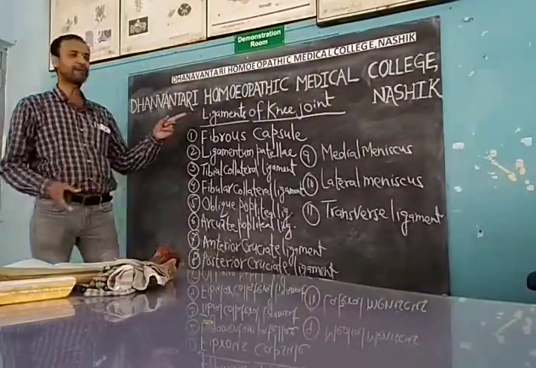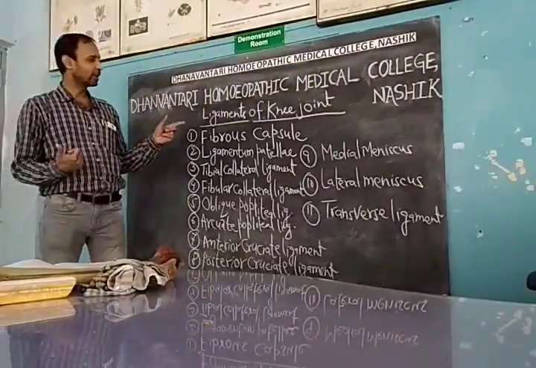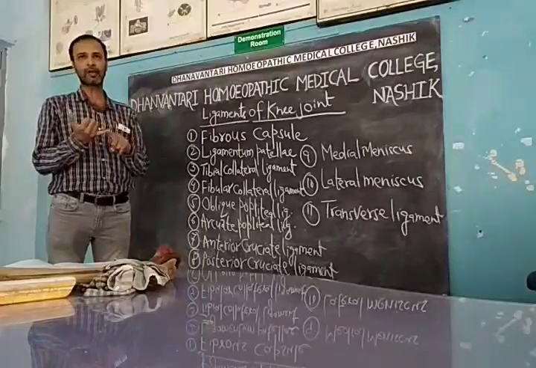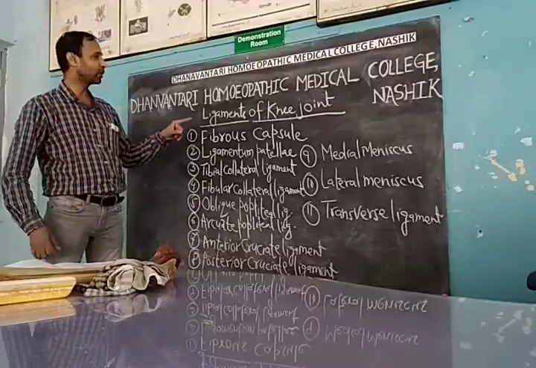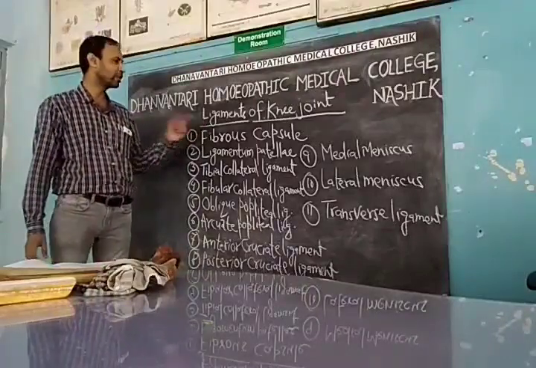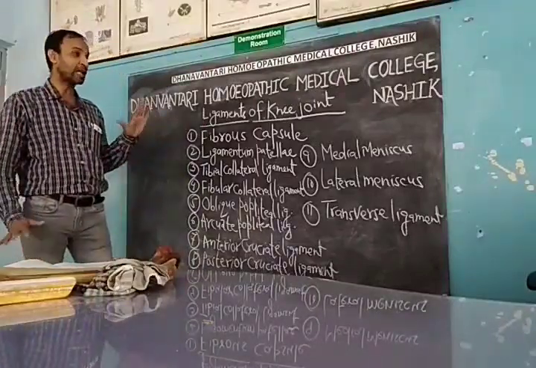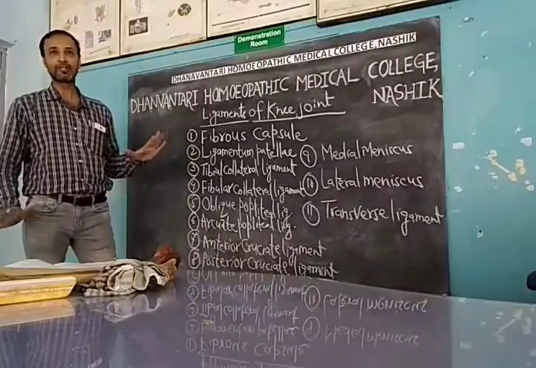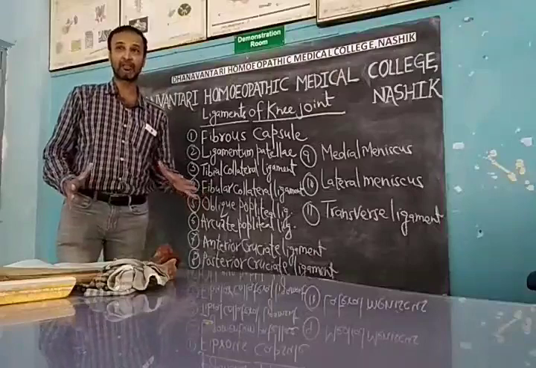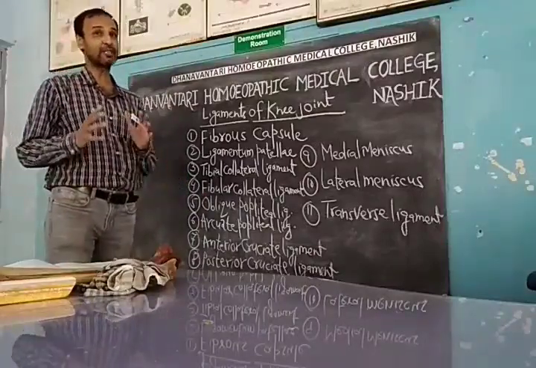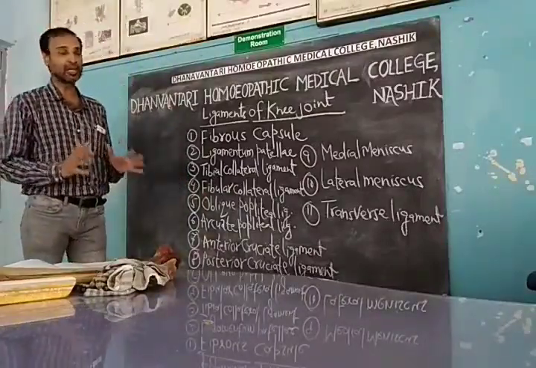Now we'll see about the ligaments of the knee joint. What we have learned is what the knee joint is, the type of knee joint, subtype of knee joint, and articular surfaces. Now the next part we have to discuss is the ligaments of the knee joint. There are a total of 11 ligaments, because this is a large joint and it has to be supported with the maximum ligaments. So this is a joint which has a large number of ligaments.